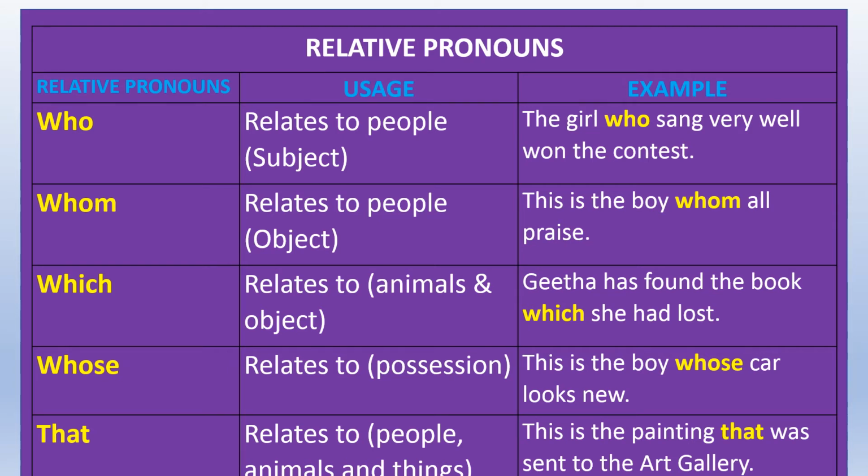Okay. The next one, that. That relates to people, animals and things. Example, this is a painting that was sent to the art gallery. So the relative pronoun that is used for the object painting. Okay, maybe an object or a thing. Is that clear, children?